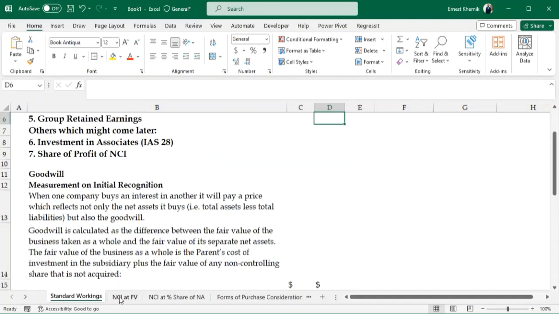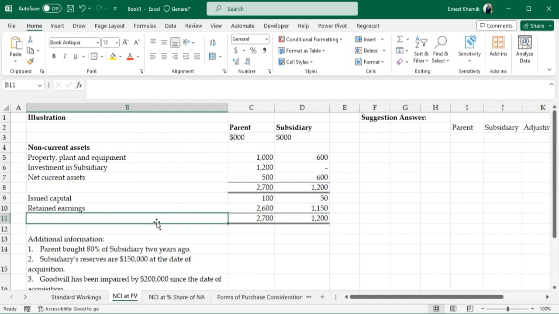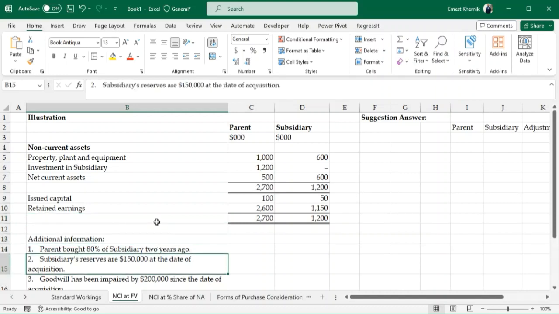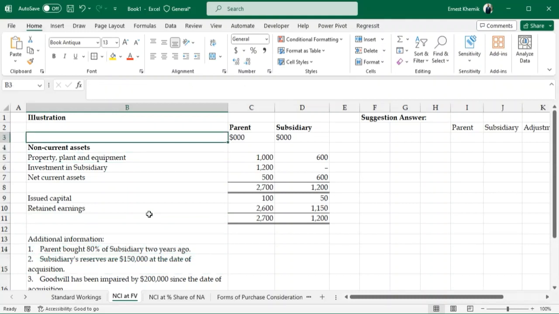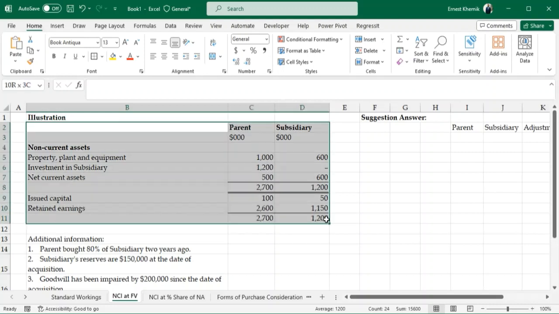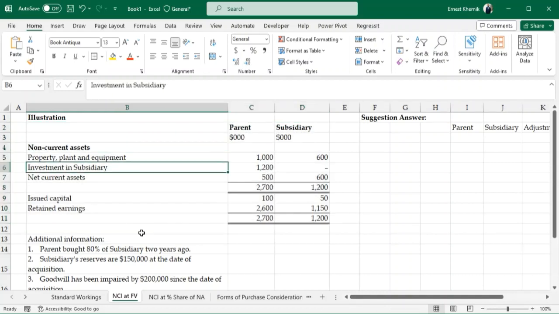Alright, so we go to the first question here, and the first one we are going to look at is when NCI is measured at fair value. You have an illustration here. Now this particular statement of financial position you are seeing here is what we call a separate financial statement. This is prepared in accordance with IAS 27, separate financial statements. I have dealt with that in my previous video, so you can check that out to understand more what I mean by separate financial statements.